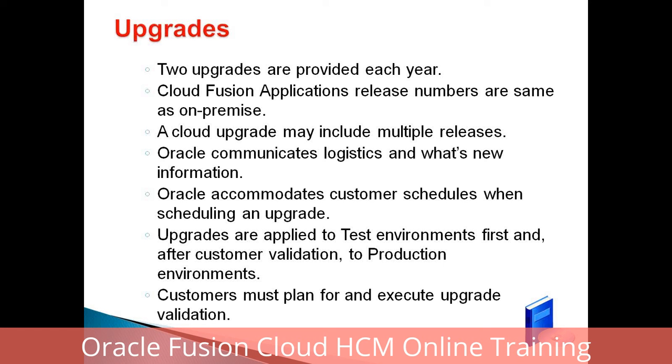A cloud upgrade may include multiple releases and communicates logistics and what's new information, and accommodates customer schedules when scheduling an upgrade. Upgrades are applied to test environments first, as we saw in the previous screen, and after customer validation, to production environments. Always everything will happen first on the test. That's why 2 instances will be provided. Customers must plan for and execute upgrade validation after it is applied on the test first. Once everything is fine, then only it will be done on the production.